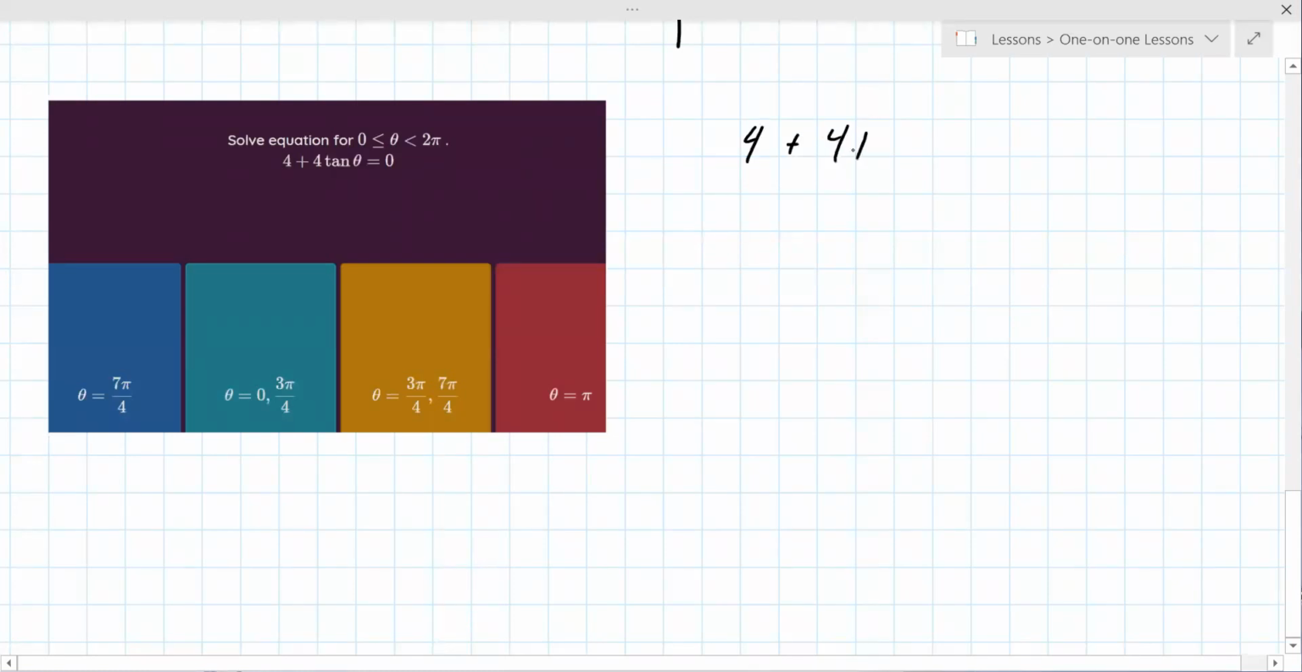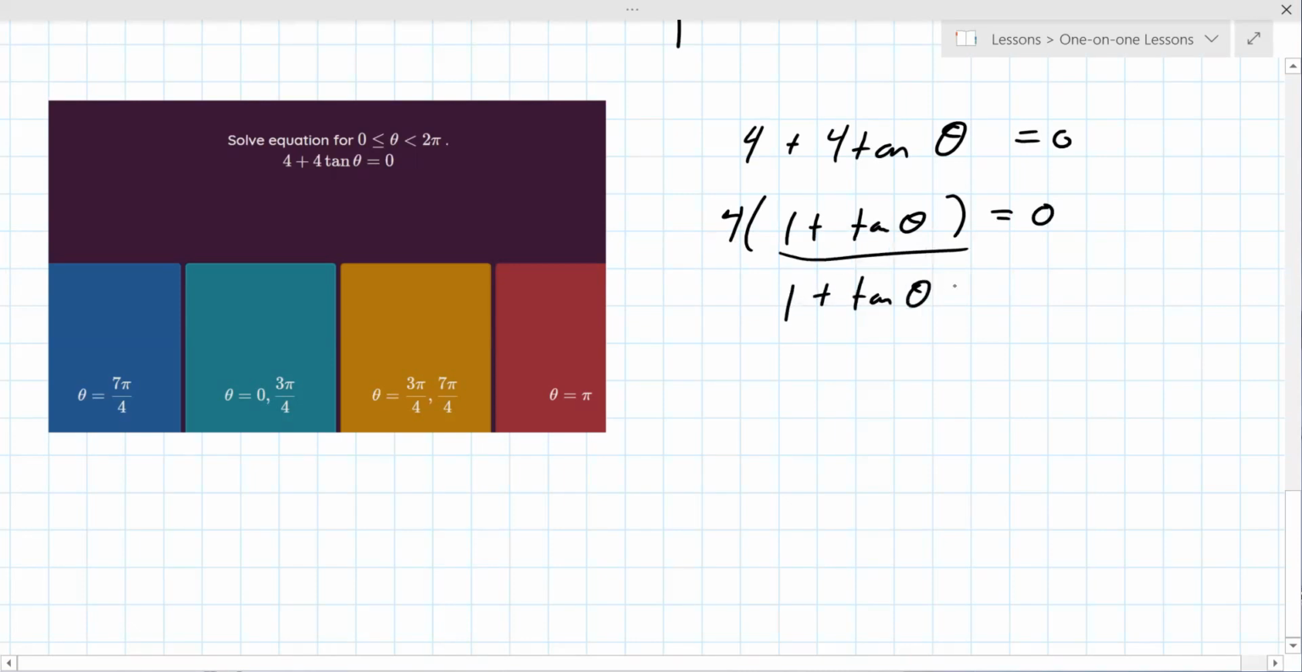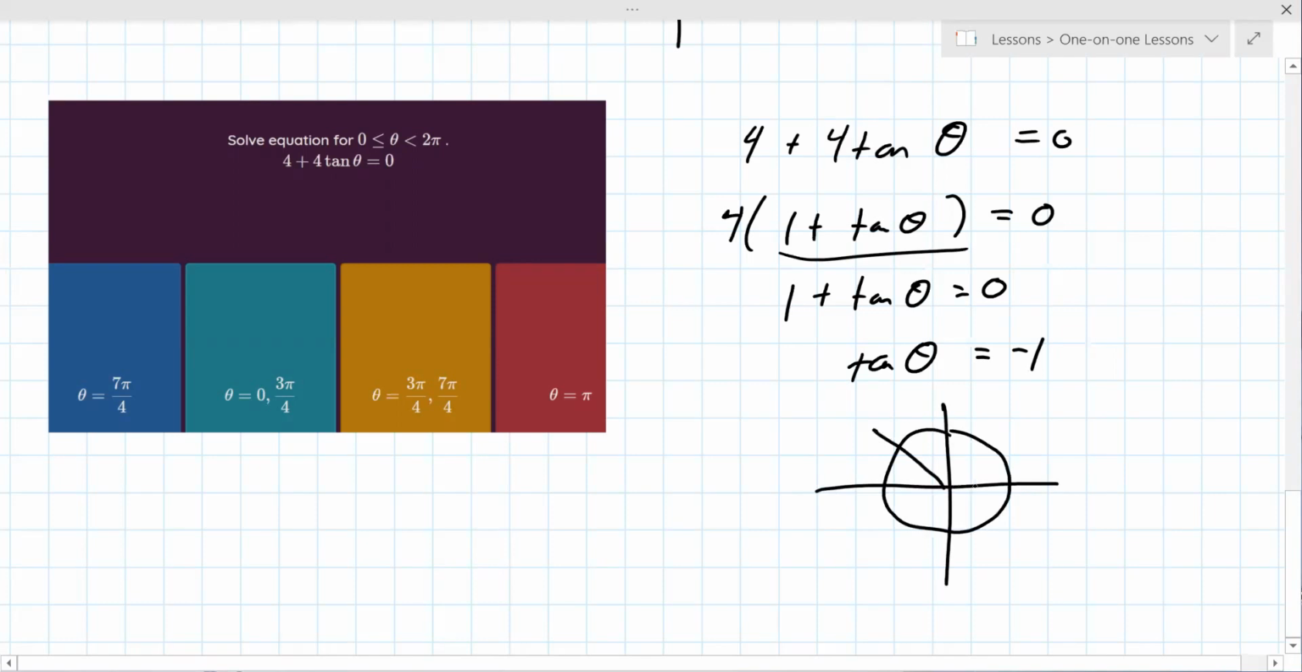Well, all right. So this one is 4 plus 4 tangent theta. You want to factor out a 4, so you get 4 times (1 plus tangent theta) equals 0. The 4 doesn't have a theta in it, so you don't set it equal to 0. So you set this part equal to 0: 1 plus tangent theta equals 0, tangent theta equals minus 1. Let me look at what minus 1 is on the unit circle. There's two places where that's going to occur. There's one here at 3 pi over 4, and then there's one if you go all the way around at 7 pi over 4.